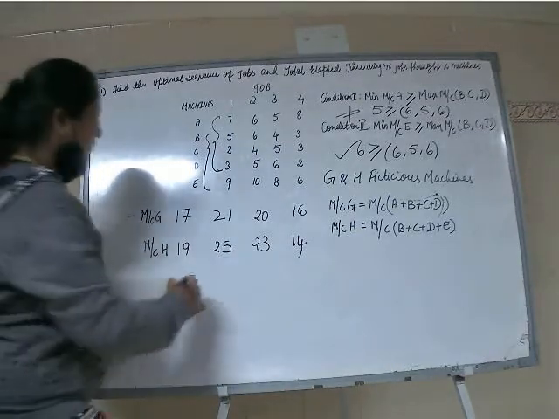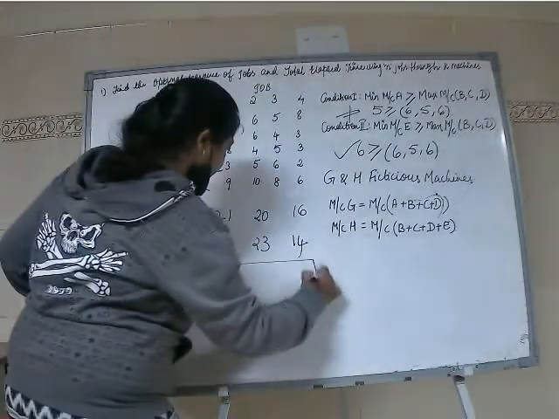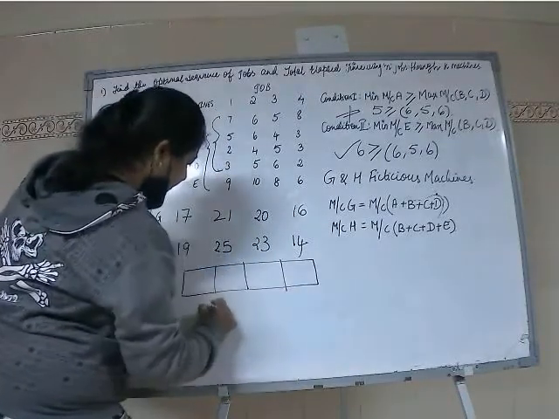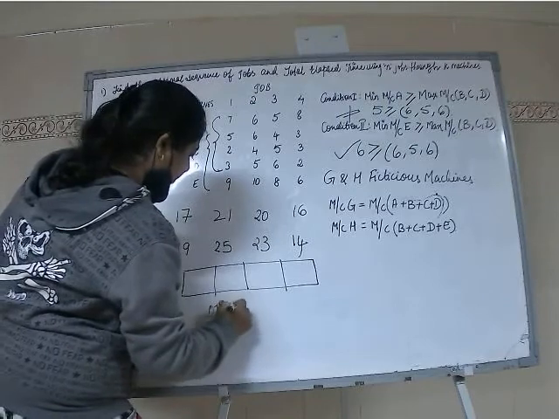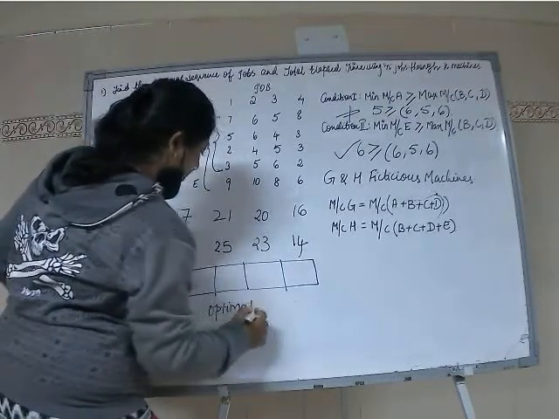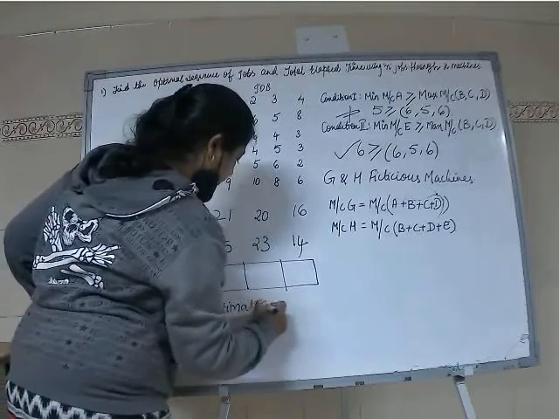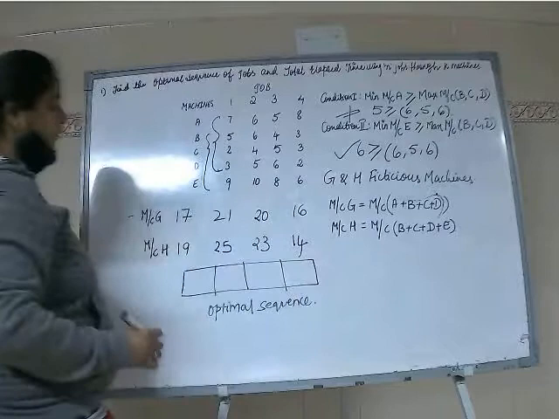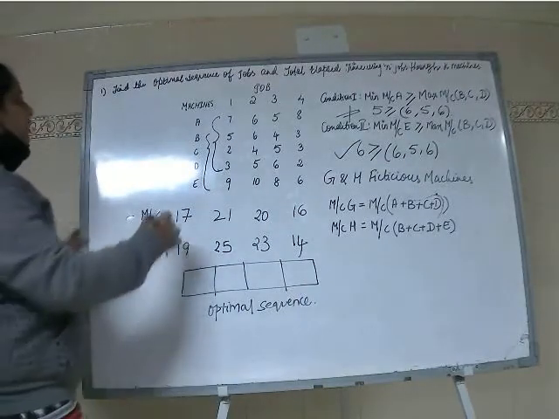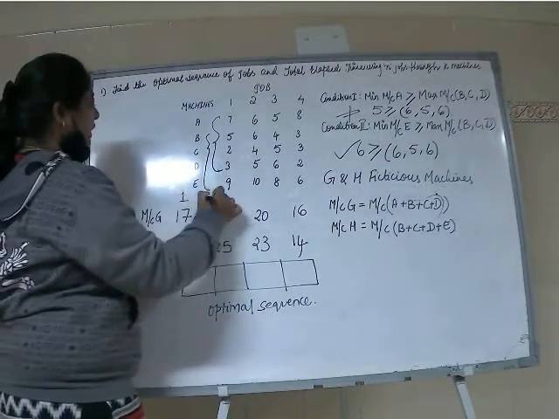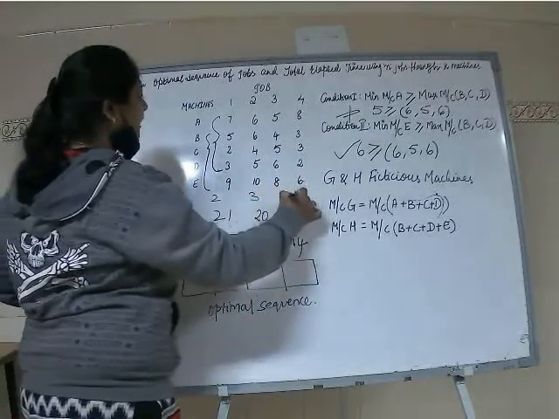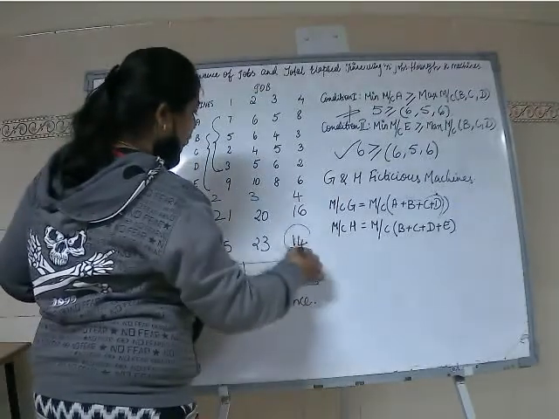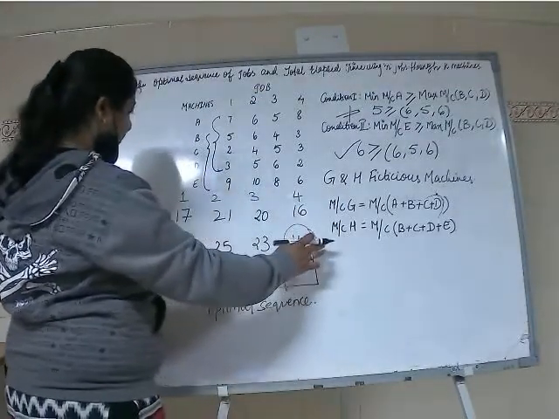Now you have to come up with the optimal sequence for this. Optimum also you can say, sequence. When you have to find this optimal sequence, first you note down the jobs, students: 1, 2, 3 and 4. You have to check the minimum value. The minimum value here is 14 and it is coming for machine H.